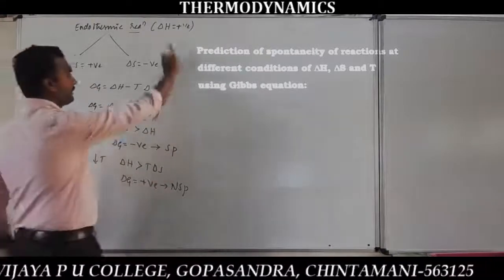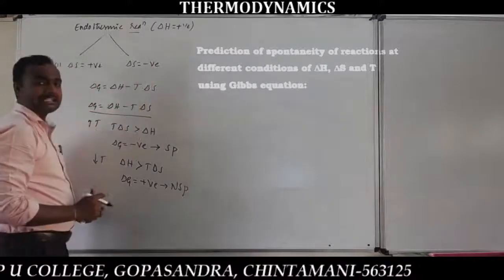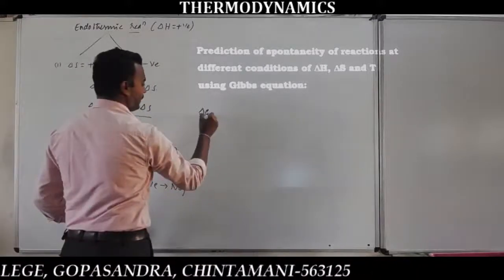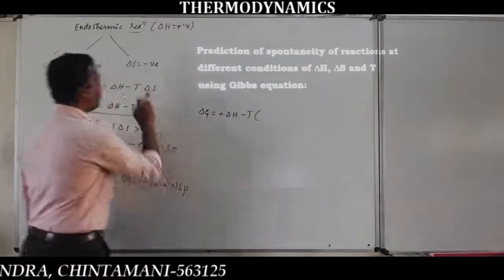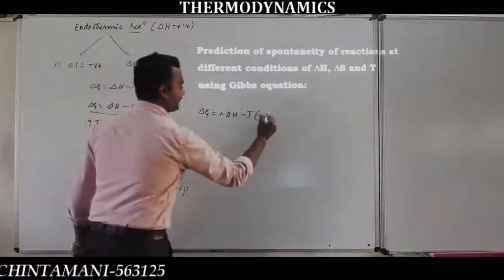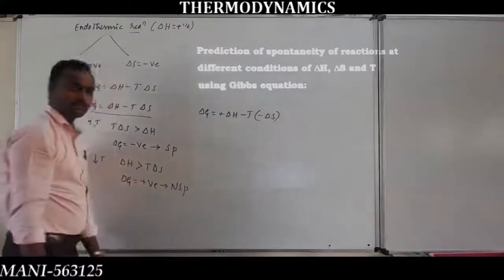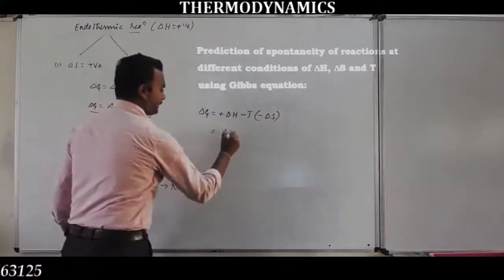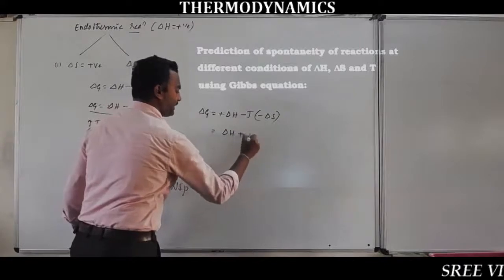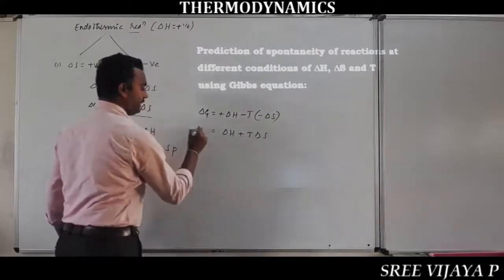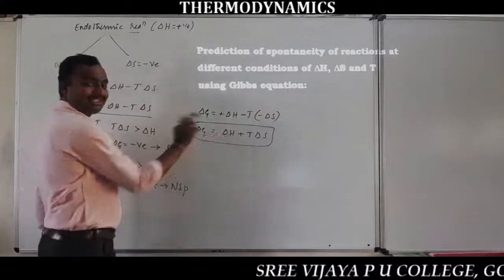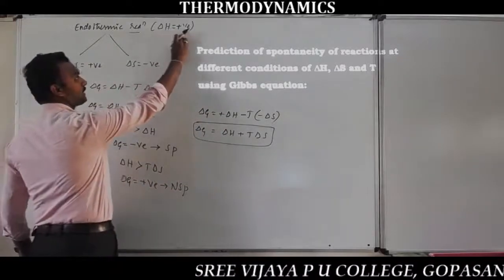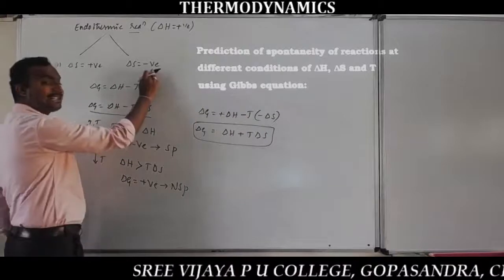Similarly, one more condition: delta H positive, delta S negative. So again delta G is equal to plus delta H minus T into delta S, where I am taking delta S as negative, that is equal to delta H minus into minus, plus T into delta S. So this is also a very important equation. This is the equation under the condition of delta H positive, delta S negative.